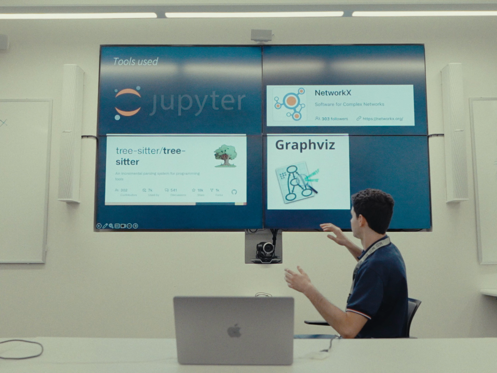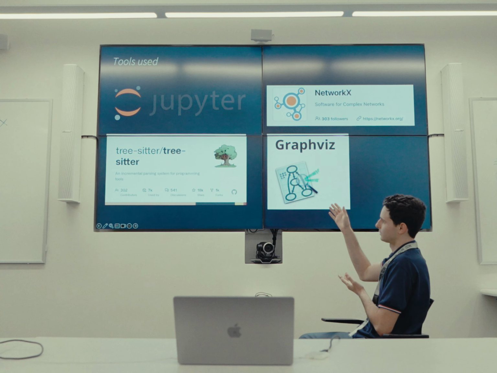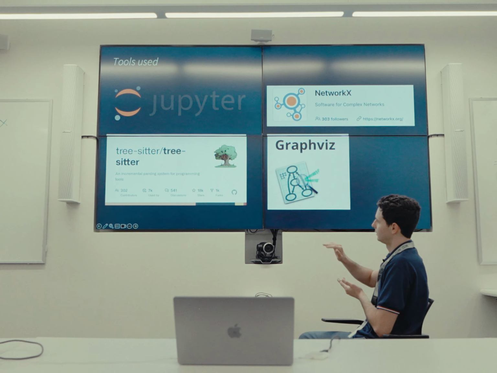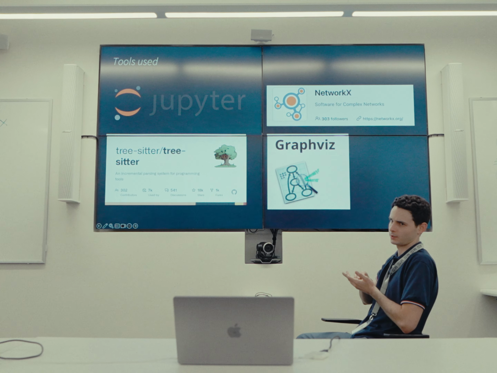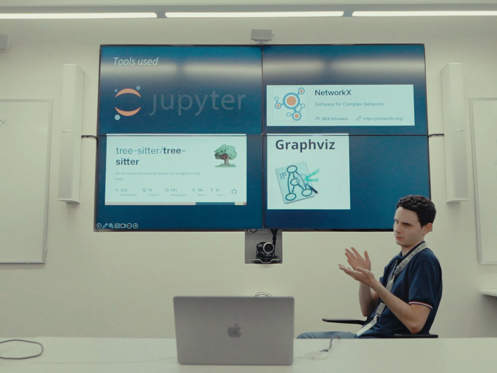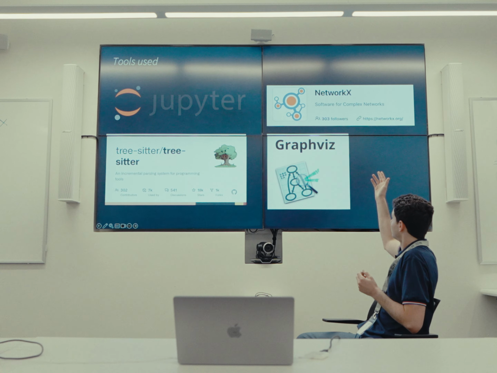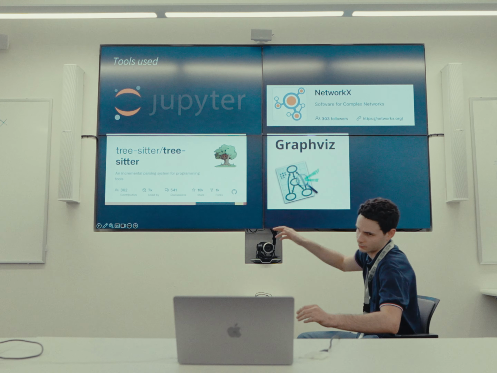Some of the tools I used in making this program were, of course, a Jupyter notebook. Tree Sitter was used to extract the syntax trees. For example, Misha mentioned that it's used in Visual Studio Code internally. NetworkX to do all of the graph functions, and then Graphviz for the visualization.